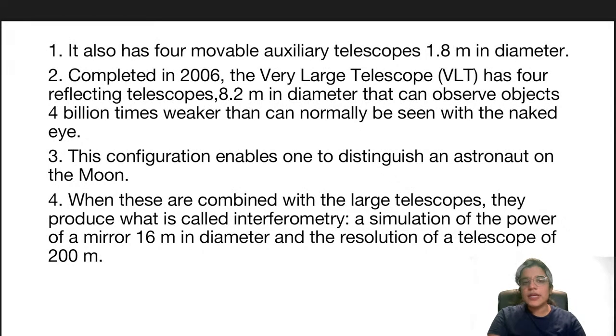Now, if you look at the third option, it talks about some kind of configuration. But do you see any configuration being explained in either second or the first option? No, we do not see any configuration. Configuration कहाँ पे दिया है? Fourth option में, right? Fourth option में ये बोला है that when these are combined with the large telescopes, they produce what is called interferometry. Now whatever is being combined, but हमें इतना पता है कि ये कोई combination की बात हो रही है, right? So we know that यही configuration है जिसके बारे में हम third option में बात कर रहे हैं, right?